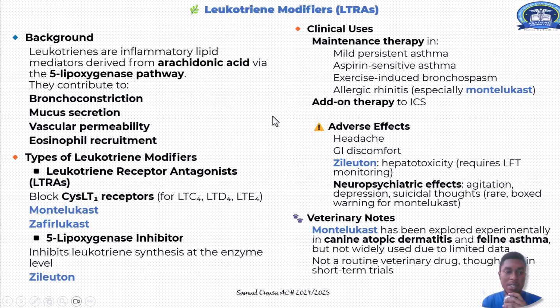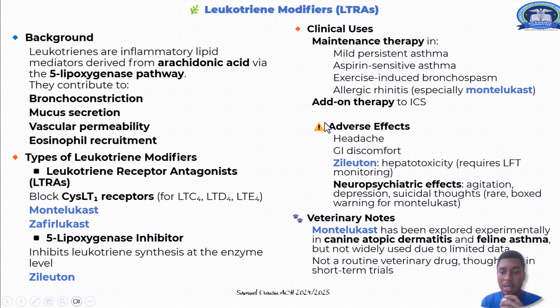Then the next ones, I've already mentioned the leukotriene modifiers. I mentioned that the one that inhibits the 5-lipoxygenase enzyme is zileuton. And then we have the ones that will block the receptors, that's montelukast and zafirlukast. And these drugs are used in mild persistent asthma. If there's an aspirin-sensitive asthma, you want to give these agents.